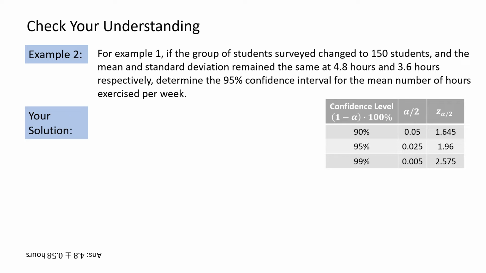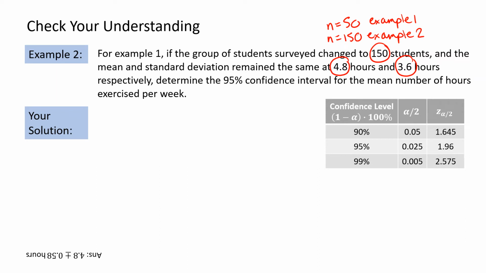So in our second example, remember back to example 1. If we change the number of students surveyed to 150, remember, n was 50 in example 1. And now in example 2, n is 150. So with that, our mean and standard deviation are going to stay the same. Our mean being 4.8 hours and standard deviation being 3.6 hours. So once again, determine the 95% confidence interval for the mean number of hours exercised per week.